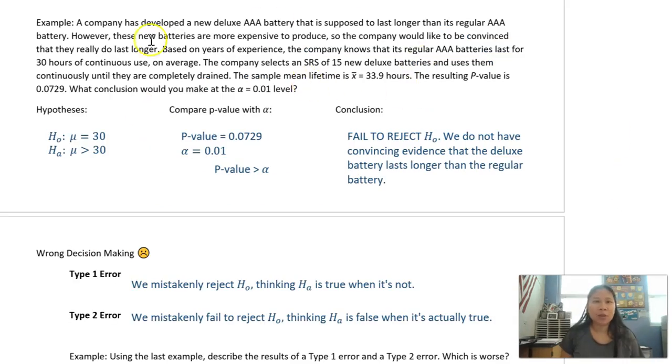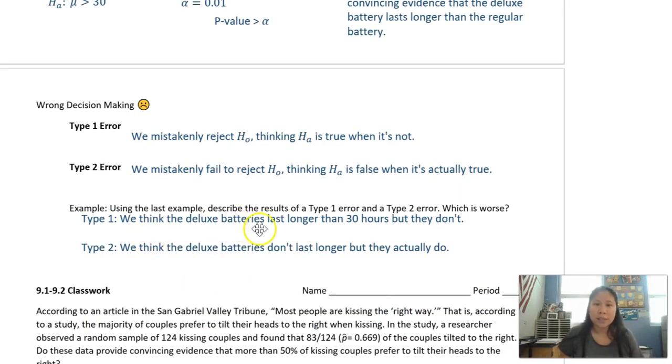In this last example, we're talking about our AAA batteries, the deluxe versus the regular, and we think the deluxe battery is supposed to last longer than its advertised 30 hours. So we ended up failing to reject H0. Potentially we could have made a type 2 error, because that's the one where you mistakenly fail to reject H0. But if we had made a type 1 error, this is what it would sound like. We would think that the deluxe batteries last longer than the 30 hours, but they actually don't. Type 2 then would be the opposite. We think the deluxe batteries don't last longer, but they actually do.